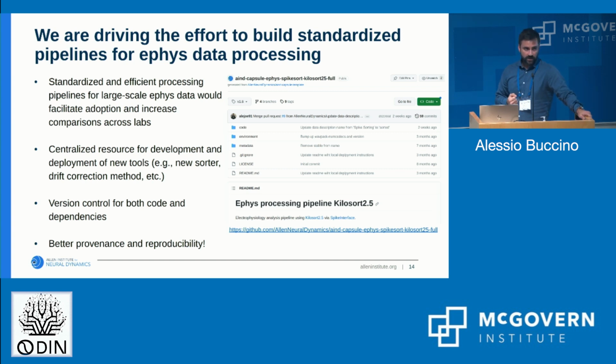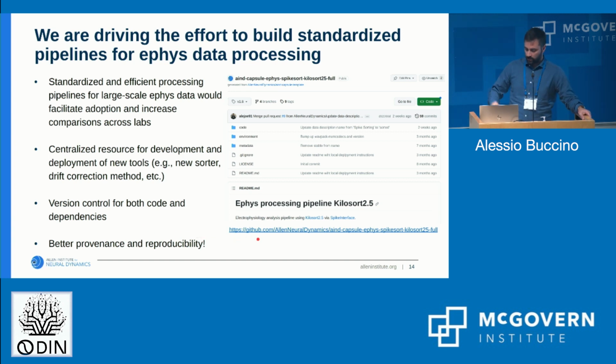In addition, having a centralized resource for this kind of very basic pre-processing, doing spike sorting, and then you do the fun stuff later, right? It would also facilitate the deployment of new tools. Say now Kilosort 4 comes out or some other tools, we can easily push an update, we can push a new drift correction method that performs better than what's out there, and so on. In addition, everything can be version controlled, right? We can have both code and dependencies, we can have Docker containers and more, and overall this would mean better provenance and reproducibility in the field.